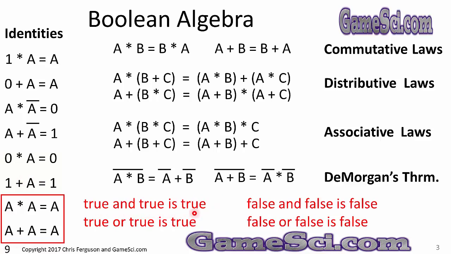True and true is got to be true. False and false has to be false. If A starts out as true, the result of this expression has to be true. If A starts as false, the result of this expression has to be false. Same thing with the OR. If A starts as true, the result has to be true. If A starts as false, the result has to be false. These are identities, and they help us simplify Boolean algebra expressions.